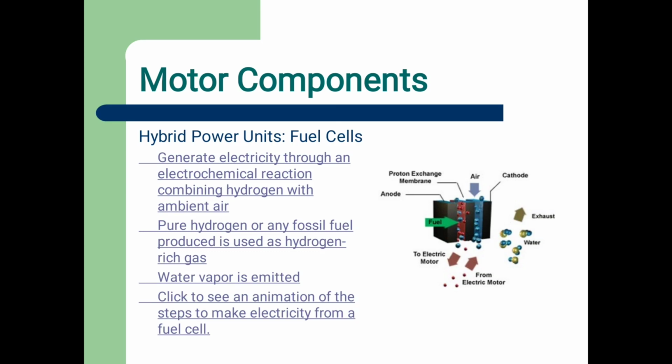The fuel cell method generates electricity through an electrochemical reaction combining hydrogen with ambient air. Pure hydrogen or any fossil fuel produced hydrogen-rich gases is used. Water vapor is emitted.